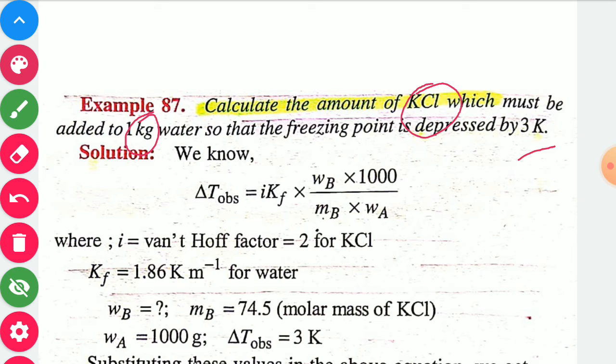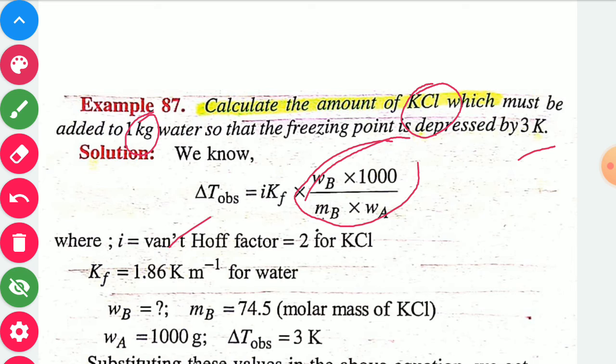As we know, the observed depression in freezing point, that is delta Tf, is equal to i into Kf into m. m is the molality. In place of molality, we may write WB into 1000 upon MB into WA. Here i is the van't Hoff factor.